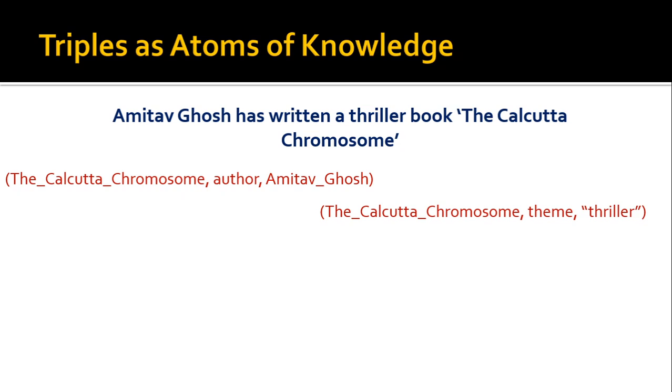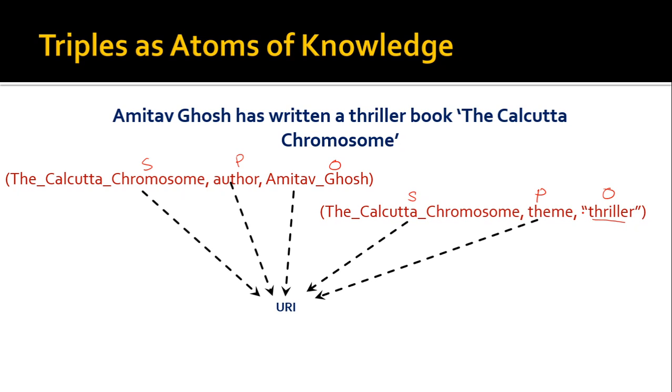Now, how do we model that? First of all, we need to think of the Calcutta Chromosome and Amitabh Ghosh as entities, right? And of course, this author and this theme are relations. So these are predicates, and these are entities. Entities can be subject or object, right? So this is your subject and this is your object. Now, everything apart from the values, like this thriller, which is acting like a value, will have a URI, right? So we map them to different URIs, and this thriller becomes a literal, so we also call it a value.